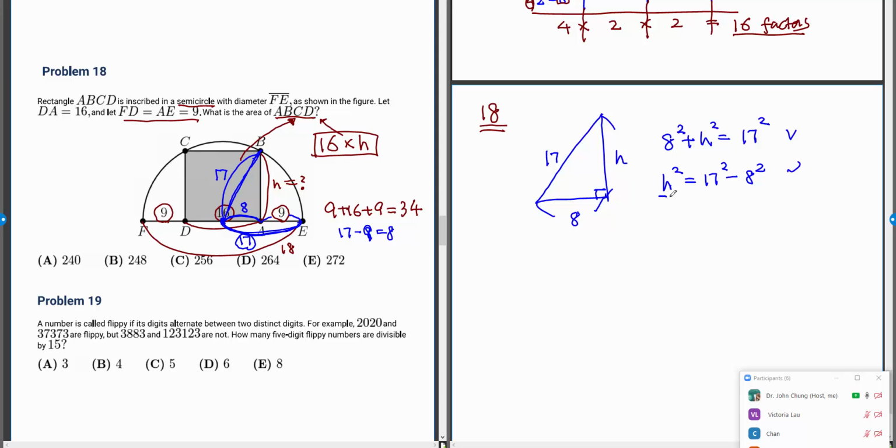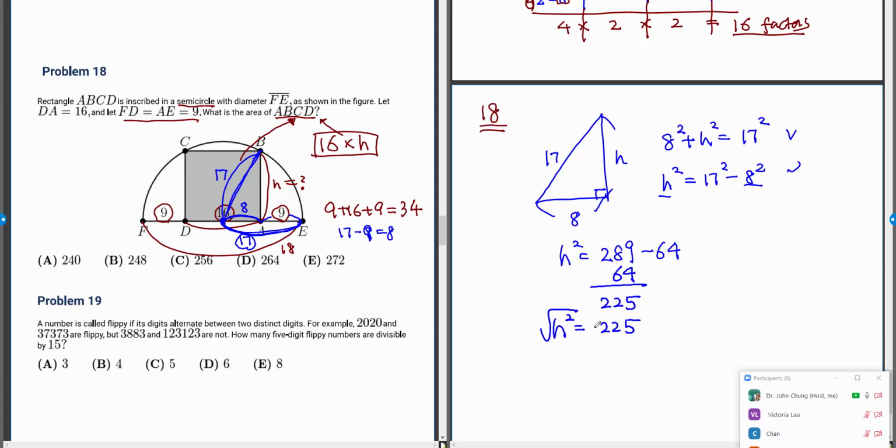Now, 17 squared is how much? Anybody know this one? 17 squared? 289. What is 8 squared? 8 squared is 64. 289 minus 64 is how much? 225, right? So h squared equals 225.